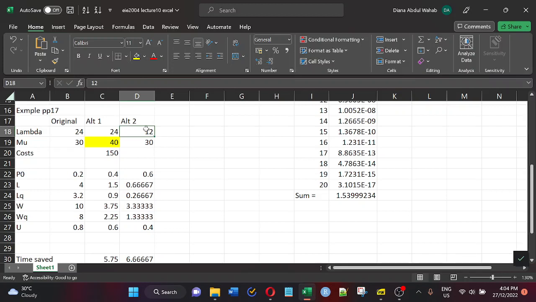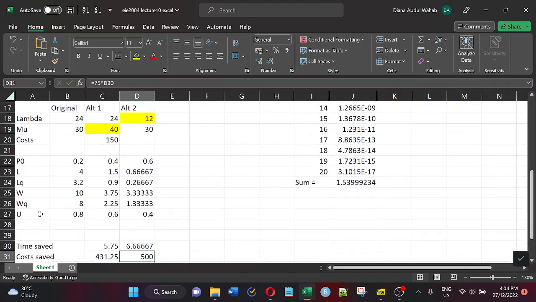Now let's look at the updated operating characteristics. So the difference is here, and I just copy everything. I don't have to retype everything, I just copy whatever is in the original one and put it here. Now we look at WQ. Originally it was 8 minutes. By adding a helper, you can reduce to 2.25 minutes, but by adding another checkout counter, you reduce to 1.3 minutes. So 1.3 minutes, it's a very, very huge reduction.